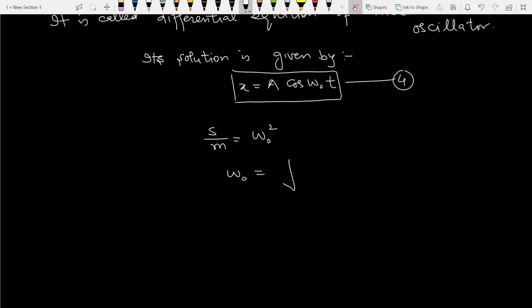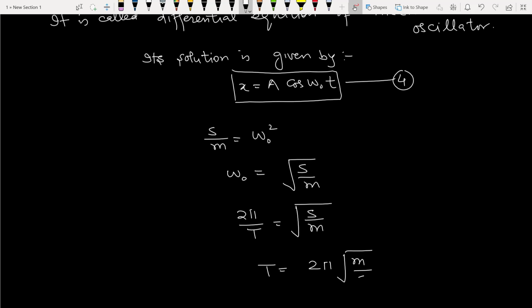So it will be equal to square root of s by m. So omega is equal to 2 pi by T. So T is equal to 2 pi under root m by s. So this is the expression for time period of the mechanical oscillator.